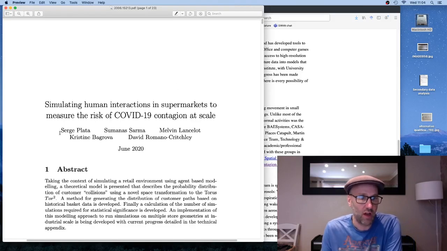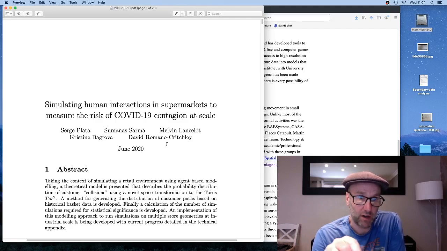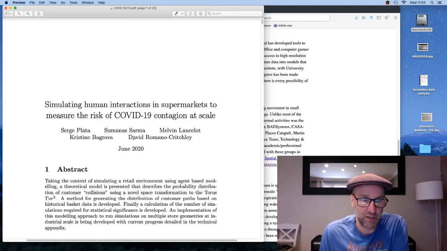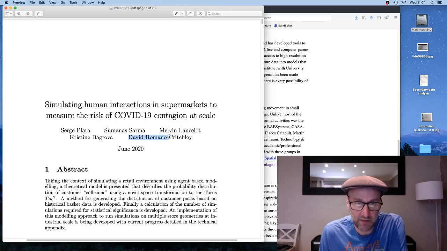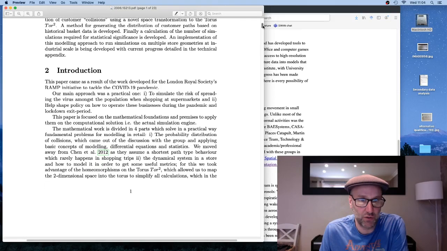So first of all, we've got 5 authors, and all of them are data scientists or mathematicians. And this last one seems to have a connection with Sainsbury's. I think he might be employed by Sainsbury's. So what did they do?